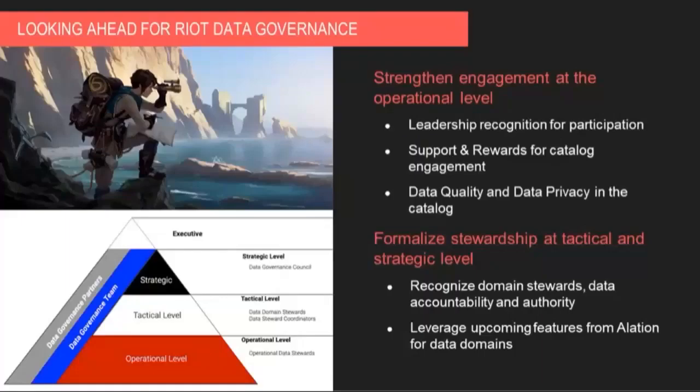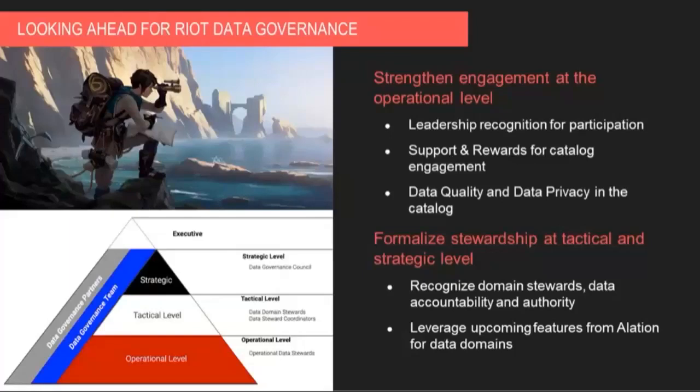So for us, looking ahead, in this next phase we're here to strengthen the engagement at the operational level, the lowest level within Riot. So ground up, we're working with our producers, our definers, our consumers to support this governance stewardship effort. And then through this groundswell, we're now actually building, or looking to build, a data council at Riot for the first time.